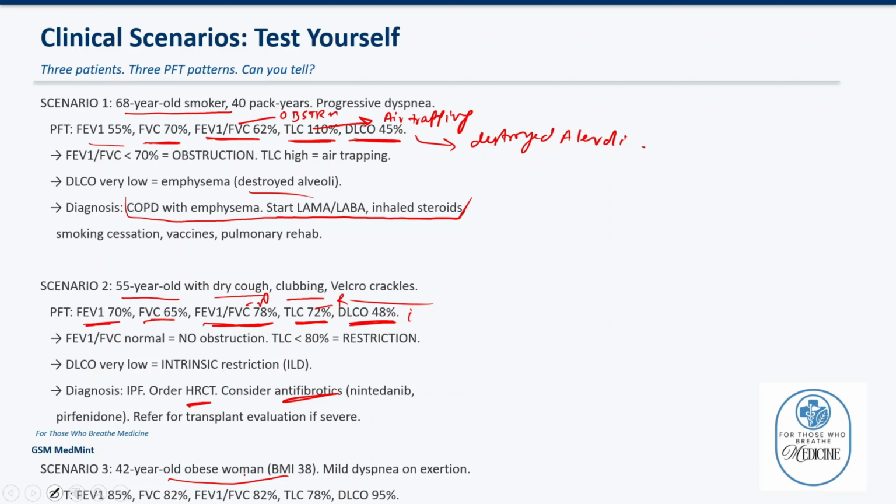Again, a 42-year-old obese woman, mild dyspnea on exertion. We see FEV1 over FVC to be 82%, the TLC is 78 and DLCO is 95%. FEV1 over FVC is normal, TLC is mildly low, but the DLCO is normal, so we can say this is obesity related and it has extrinsic restriction.